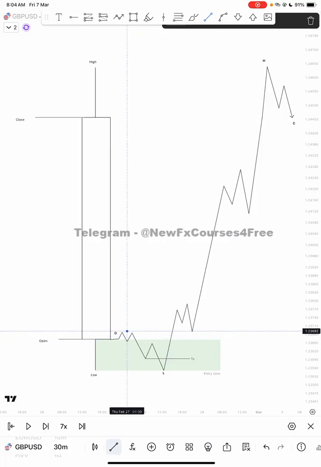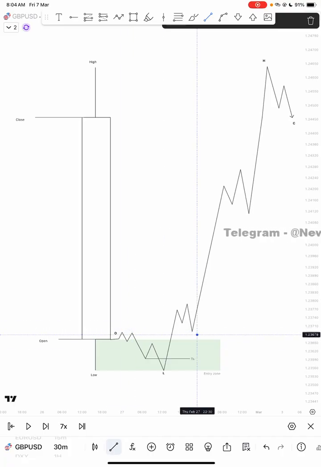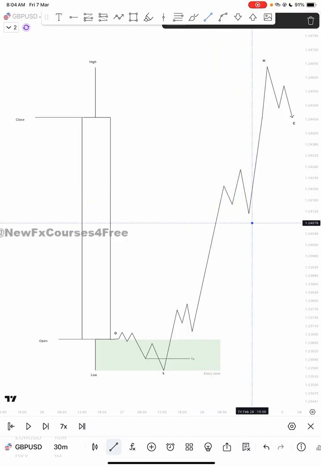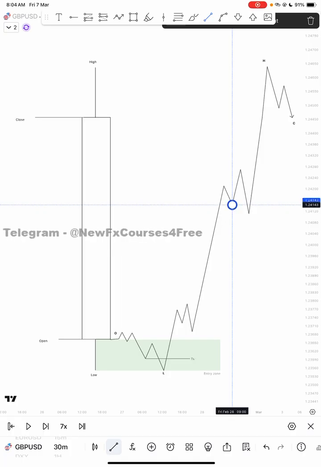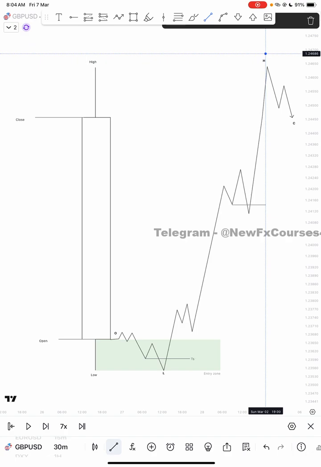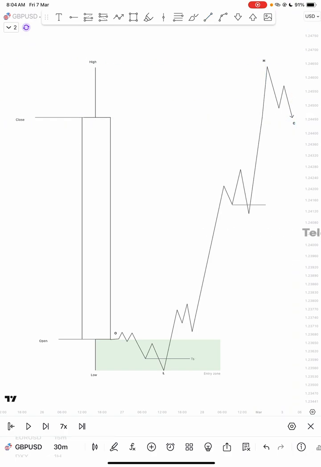This might come back into a mitigation block or a breaker block. Then you get your first leg of expansion. Then the second leg of expansion, you get your kiss of the turtle soup. Then before going higher, you get your high, then the daily candle close. So that's for open low high close.